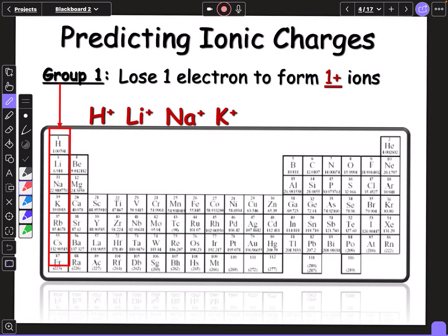Alright, so predicting ionic charge. Group 1: now, you remember they have 1 valence electron. They're going to lose that 1 electron and form 1+ ions. Or if you want to, you could say +1 ions. And examples: hydrogen, even though it is a non-metal, can act as a metal and forms a +1. Lithium +1, sodium +1, potassium +1.